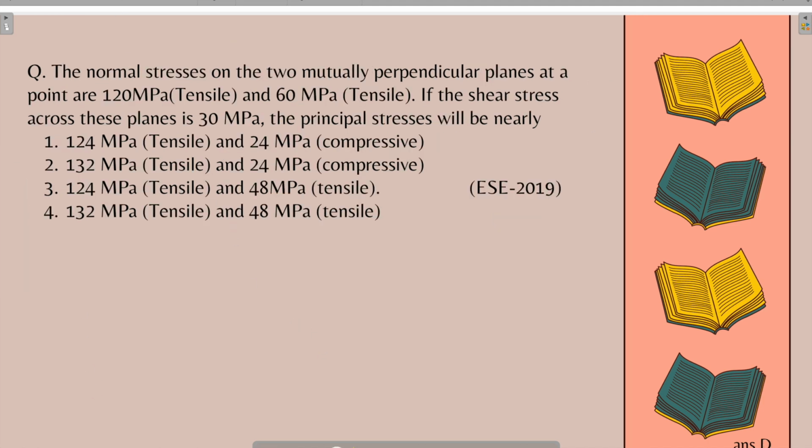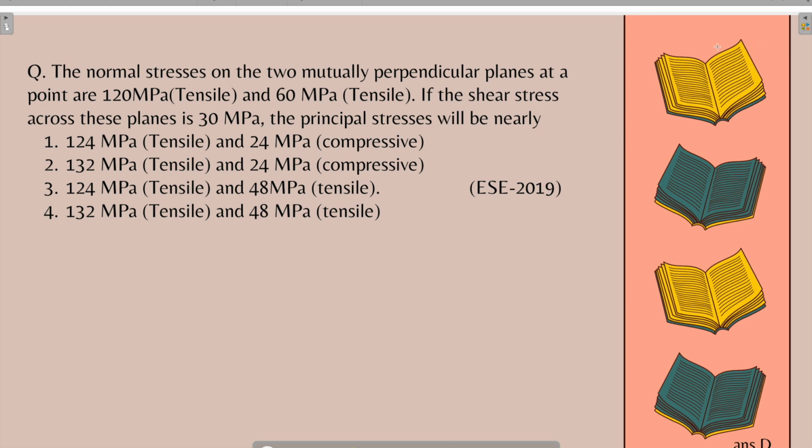So let's move on to the next question, students. Here is the next question. The normal stresses on two mutually perpendicular planes at a point are 120 MPa in tensile direction and 60 MPa in tensile direction. If the shear stress across these planes is 30 MPa, the principal stress will nearly be.